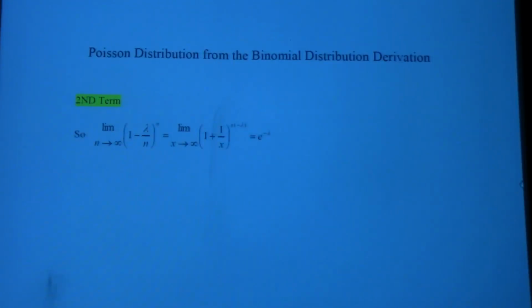The second term is the limit as n goes to infinity of 1 minus lambda over n to the n. This is going to be e to the minus lambda. I'm not going to expect you to derive that, but I'm just showing you the value of the limit as n goes to infinity of 1 plus 1 over n to the n.